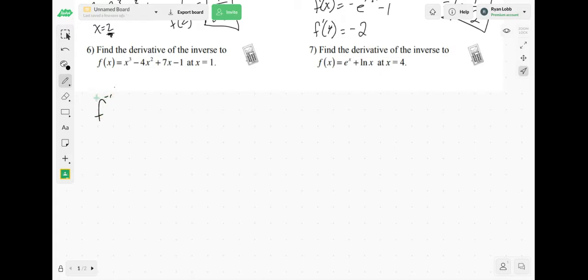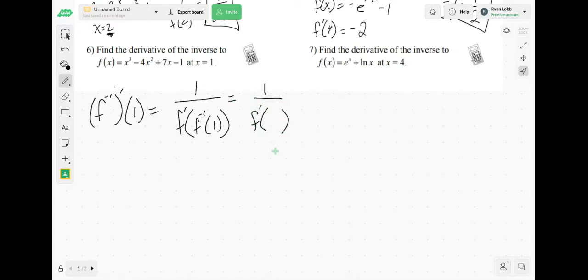f inverse prime of 1 is equal to 1 over f prime of f inverse of 1. In which case, we're going to have 1 over f prime of something. We got to find the something. How do we find the something? This is the input for f inverse, which means it's the output for some input here. So we know that this has to be 1. And whatever value gives me 1 is what f inverse of 1 is. Calculator problem, right? It's not solving this by hand.